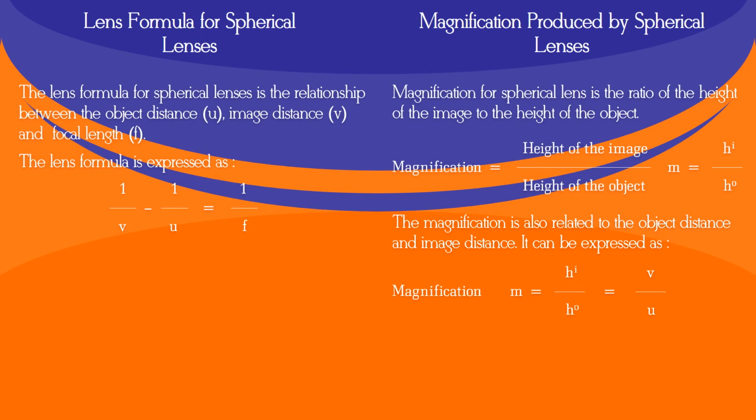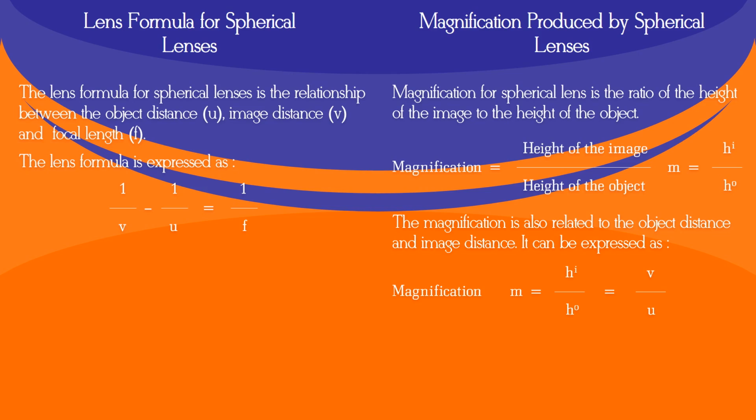Lens formula for spherical lenses. The lens formula for spherical lenses is the relation between the object distance, the image distance and the focal length, and the lens formula is expressed by 1/v - 1/u = 1/f. This formula is valid in all situations for any spherical lens. Take proper care of the sign of different quantities while putting numerical values for solving problems related to lenses.